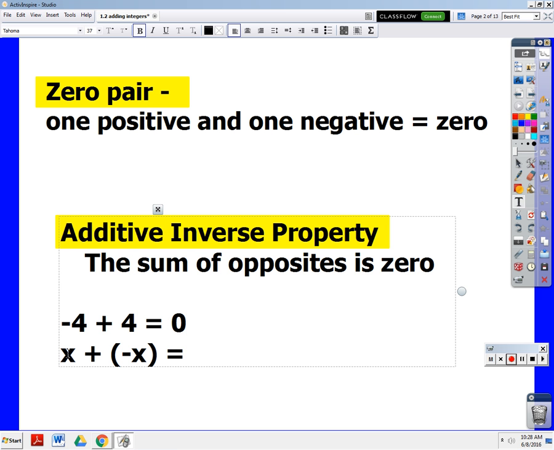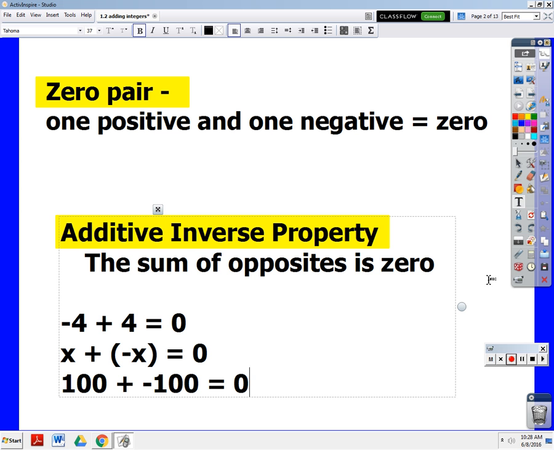If you had some other number plus its opposite, the answer of that would be 0. If you had 100 plus -100, yep, the answer to that is 0. So the additive inverse property says that when you have opposites and you're adding them together, the sum is 0.